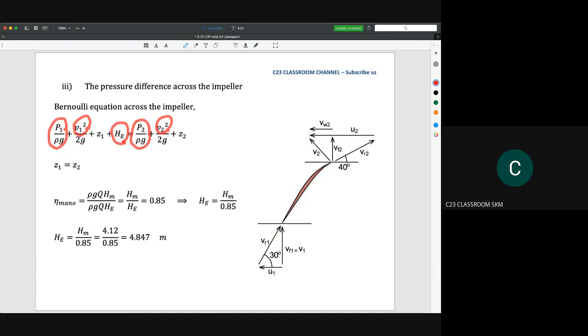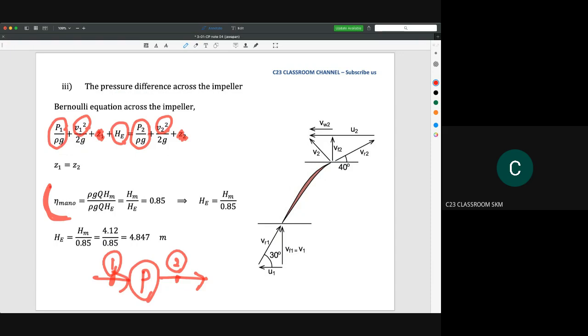Okay, and then we could neglect the value of Z1 and Z2, because if our pump is like this, we could assume that the level of point 1 and level of point 2 here is equal. So we could cancel the value of Z1 and Z2. Okay, we could calculate the value of Euler head by using manometric efficiency.